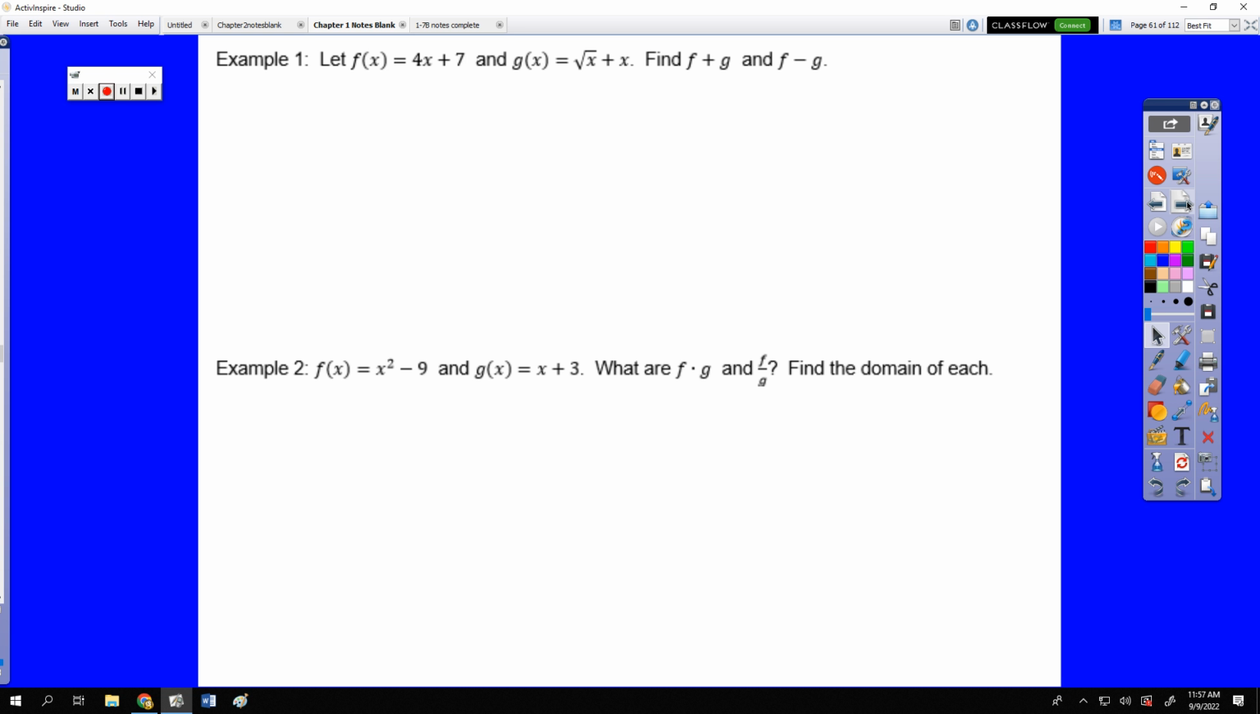So example 1 says let f of x equal 4x plus 7. G of x equal the square root of x plus x. Find f plus g of x and f minus g of x. So we'll start with f plus g of x.